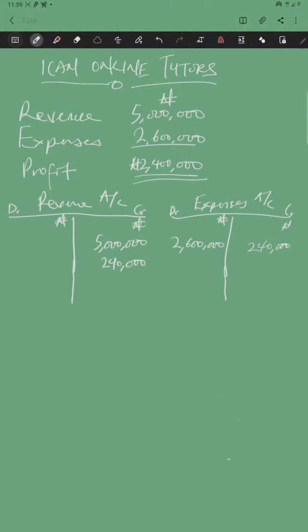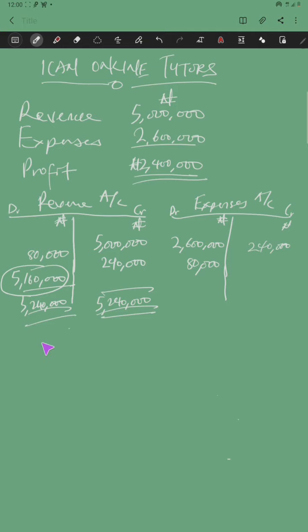So we remove 80,000 naira from revenue, then we will add it back to expenses. So now we can close our accounts. Let's start with the revenue side. 5 million plus 240,000 naira is 5,240,000 naira. If we remove 80,000 naira from that, we will have 5,160,000 naira. Therefore, our balance carried down is 5,160,000 naira. So new revenue is now 5,160,000 naira.